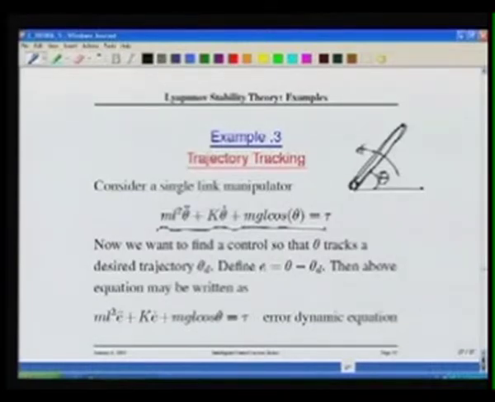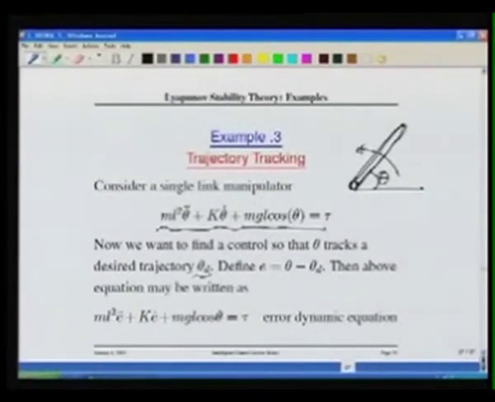So, the objective is to find a control law so that theta tracks a desired trajectory theta d. So, I'm moving my hand like this, and this should follow any trajectory that I want it to follow, whether it is a sinusoid trajectory or a set point. This is a sinusoid trajectory with constant amplitude, from one point to another point it goes, and you can also do set point tracking, any trajectory.